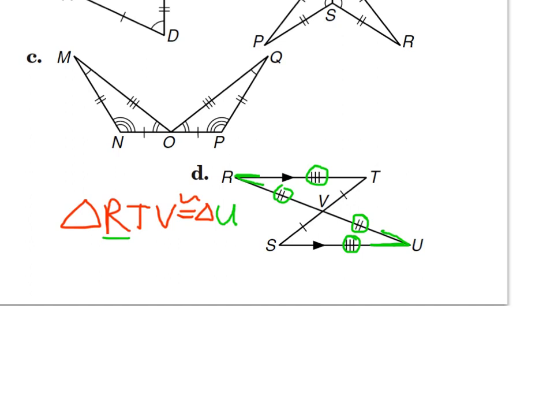Now, we moved from R to T to V. So R towards T, end up at V. Again, we're going to start at U. We're going to move along that parallel line and end up at V. So it should be U, S, V. And those are those congruent triangles.